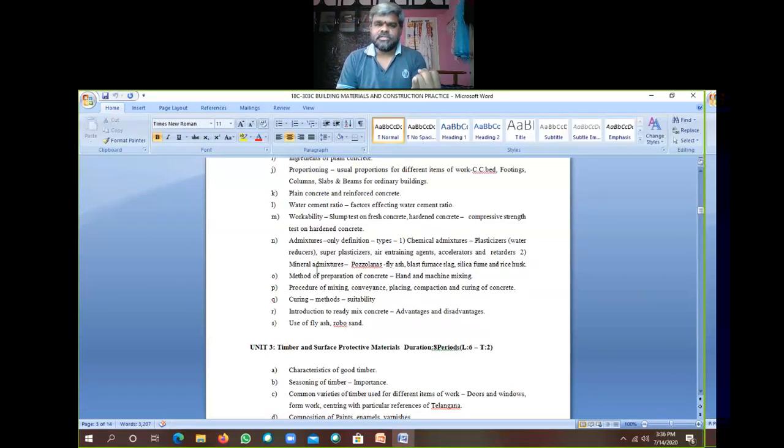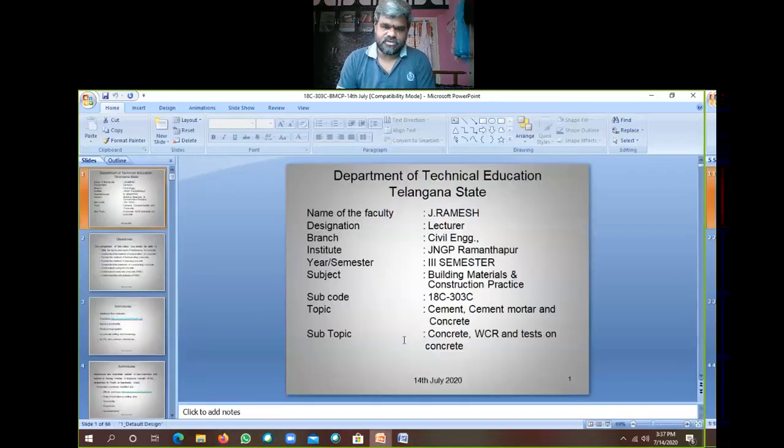Preparation of the concrete, transportation of concrete, placing of concrete, and conveyance. The mixing of concrete, conveyance, placing, compaction, and curing: these are the four main steps involved in concrete, right? Preparation of the concrete, transportation of the concrete, placing of the concrete, compaction, and curing. Right. So let us discuss today's class.